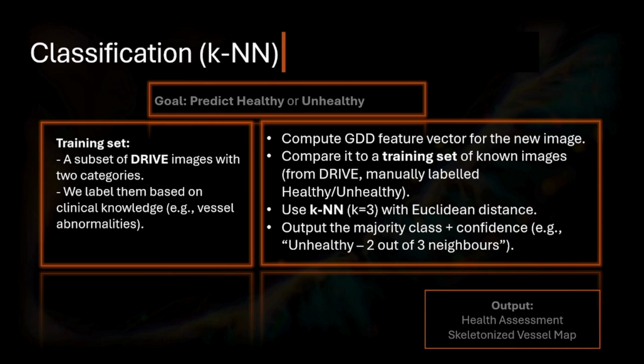We first build a training set using retinal images that are already labeled as healthy or diseased. For each image, we convert it into a graph and extract a feature vector using GDD. Internally, we compute the distance between the new image and every training sample, sort them, and then pick the closest samples. The output of this is the health assessment and the skeletonized vessel map.